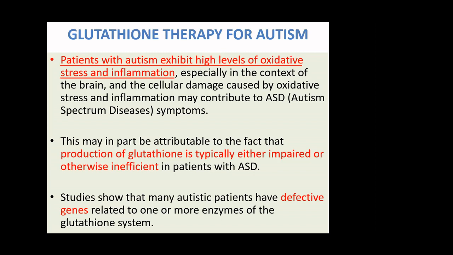So studies have shown that they have problems producing glutathione even when they are young, whereas for healthy children, production is okay until about age 20. And studies show that many autistic patients have defective genes related to one or more enzymes of the glutathione system, right? So for these children with defective genes, we can say it is inborn.